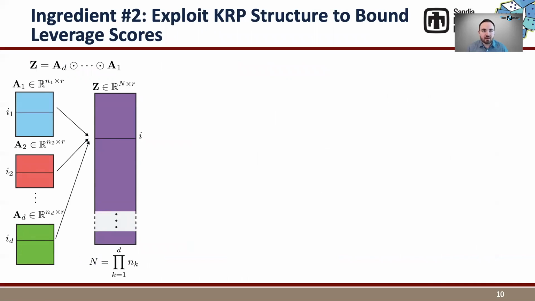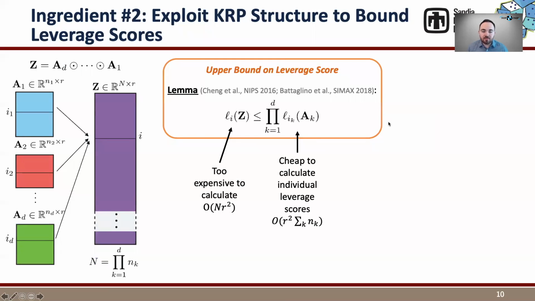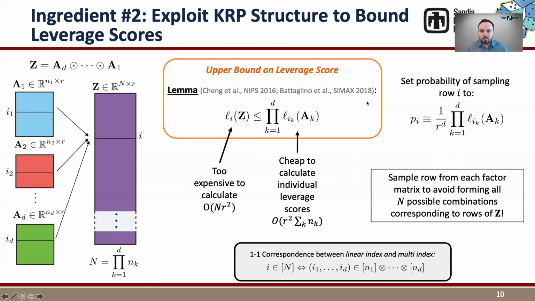This is where ingredient 2 comes in, because our matrix Z has a special structure, this Khatri-Rao product structure, and we can use that to form efficient estimates of the leverage scores of the rows of the KRP. Each row of the KRP is formed by taking 1 row from each of the individual factor matrices. And you can show that the leverage score of the row in the KRP is upper bounded by the product of the leverage scores of the corresponding rows in the factor matrices. And these are much cheaper to compute because these factor matrices are smaller. What we can then do is set our probabilities to these overestimates, and instead of sampling a row from the KRP, we can sample according to leverage scores of each of the factor matrices and then form those corresponding rows. So we never have to form the entire KRP, which is extremely important.